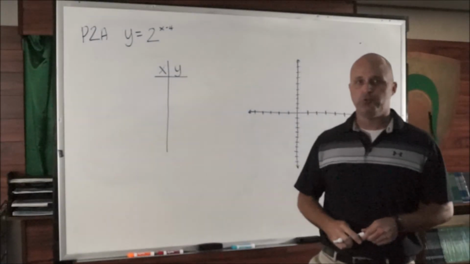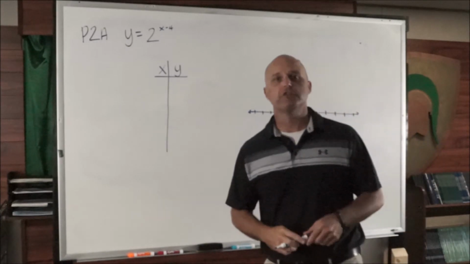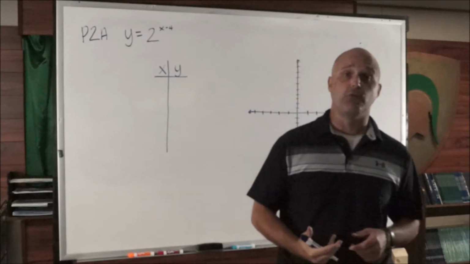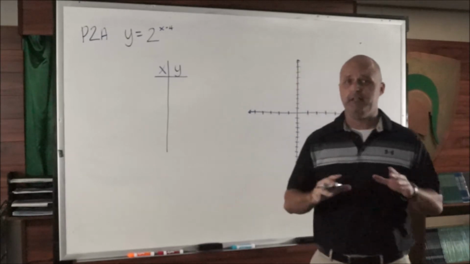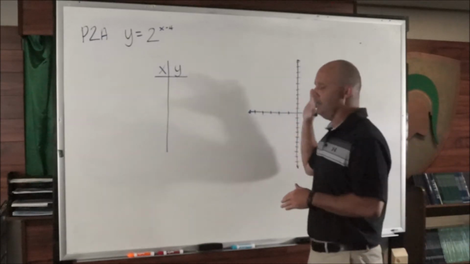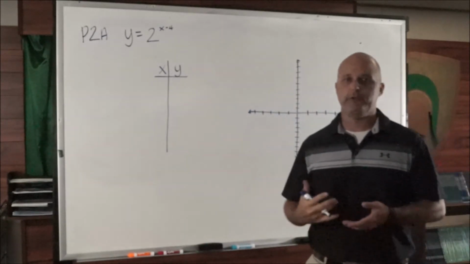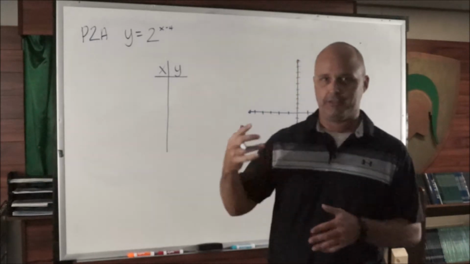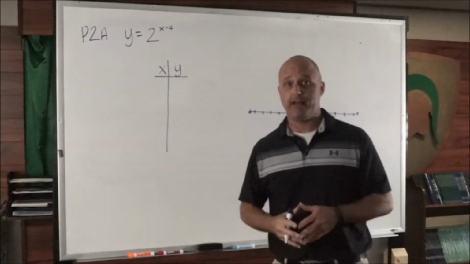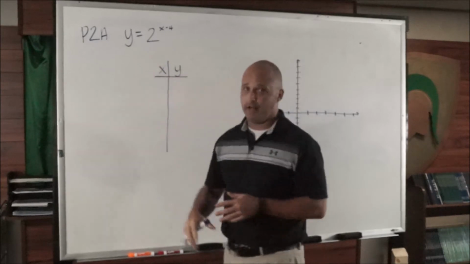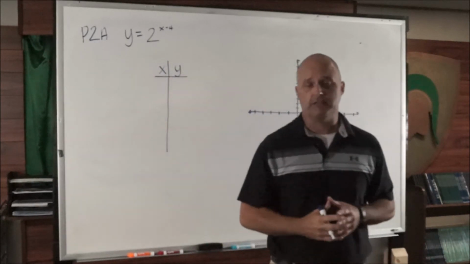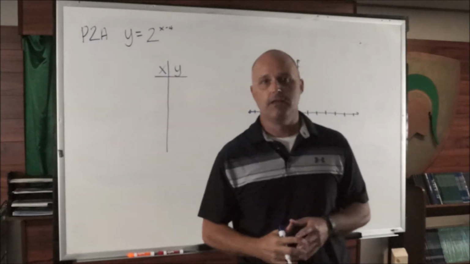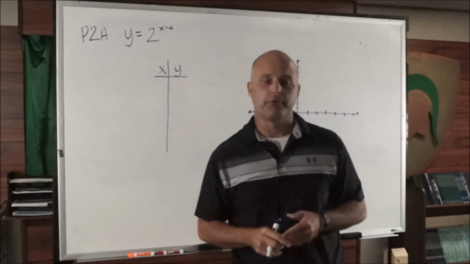In problem number 2a, we're being asked to graph y equals 2 to the x minus 4. Before I do any sort of stuff with the table or anything with the graph, what I want to do is see if there is anything that the equation itself is telling me. I look at this b value, and I already know that this is going to be exponential growth. So it's going to be starting bottom left and going to upper right.